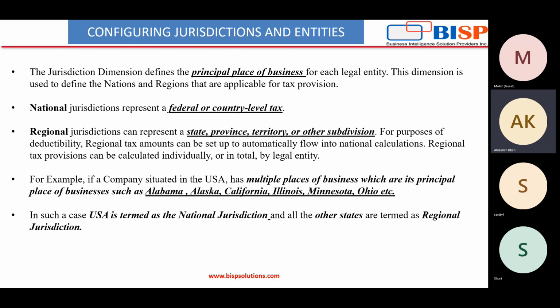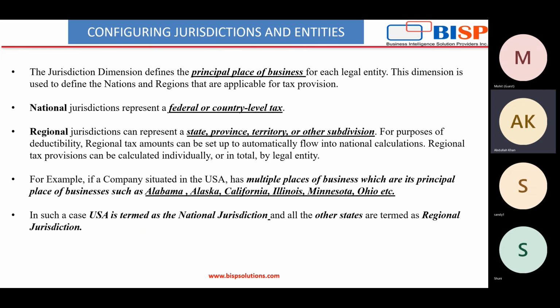This dimension, the jurisdiction dimension, is used to define the nations and regions that are applicable for the tax provision. The national jurisdiction will represent a federal or a country level tax. So, as I said, it will represent a tax, say, at the United States level. And the regional jurisdictions can represent a state, a province, a territory, or any other subdivision.